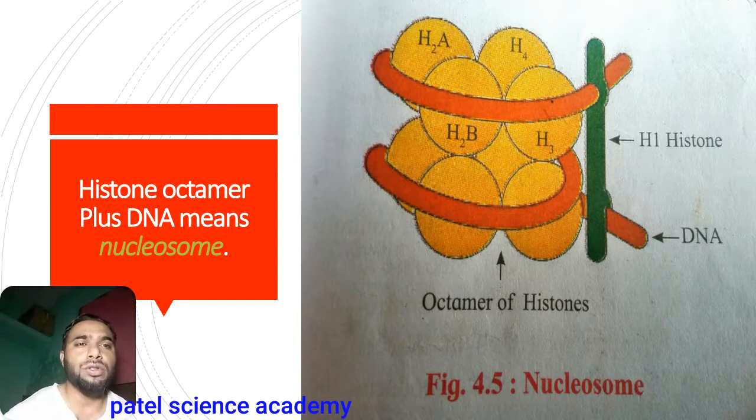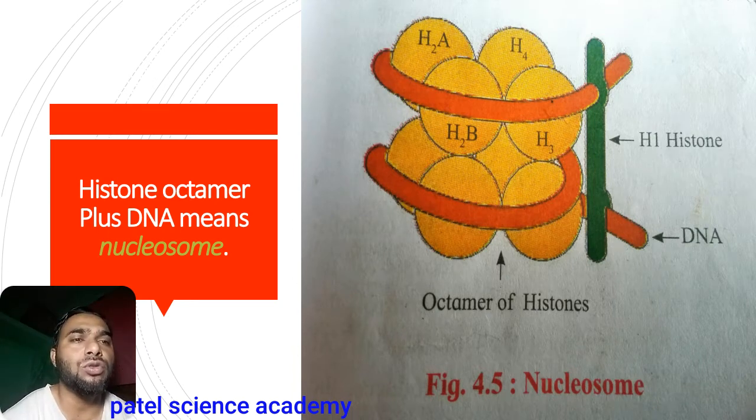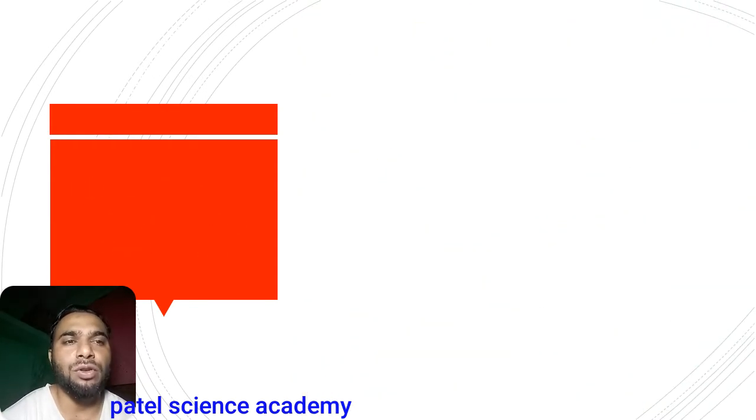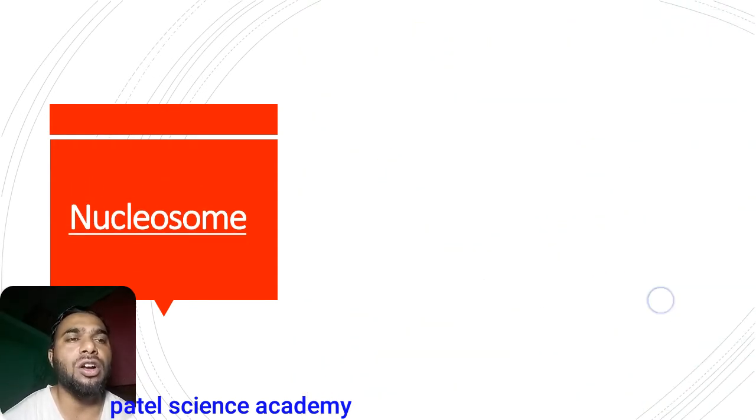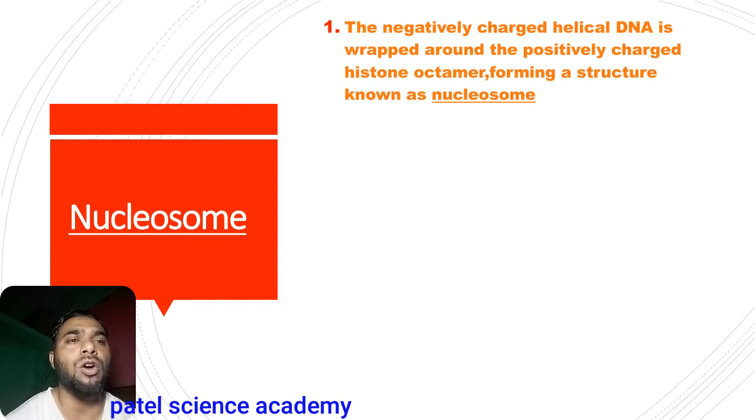the DNA molecules in the orange colored structure wrapped around it. So these two structures, histone octamer plus DNA, are called nucleosomes. So we have seen here about the nucleosomes. Now we'll see the detailed account of these nucleosomes with the octamer structure.